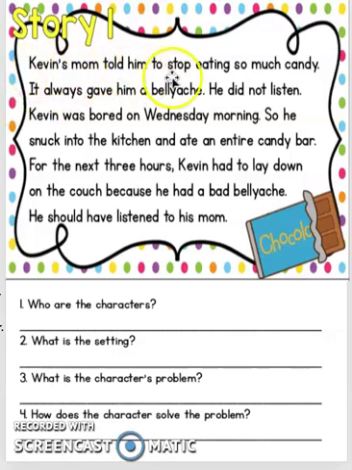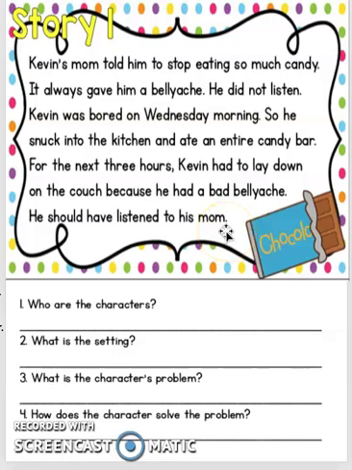Kevin's mom told him to stop eating so much candy. It always gave him a bellyache. He did not listen. Kevin was bored on Wednesday morning, so he snuck into the kitchen and ate an entire candy bar. For the next 3 hours, Kevin had to lay down on the couch because he had a bad bellyache. He should have listened to his mom.